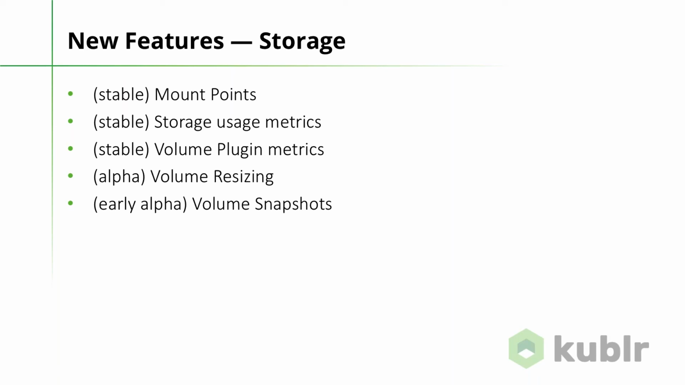And even more, we can configure mount options for dynamically provisioned volumes too. Next two improvements are around storage usage metrics and volume plugin metrics. So storage usage metrics: the available capacity of a given persistent volume is now available by calling the Kubernetes metrics API. So if you intend to do some monitoring around it, it's now possible to do more easily.